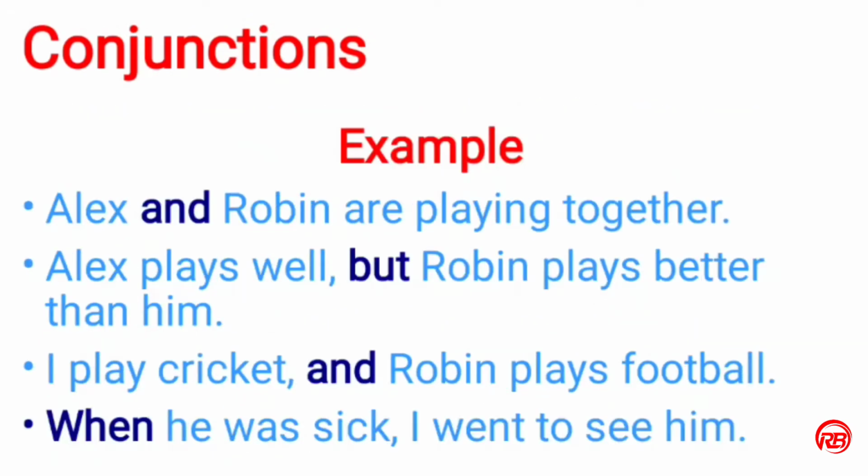For example, Alex and Robin are playing together. Alex plays well, but Robin plays better than him. I play cricket and Robin plays football. When he was sick, I went to see him. In these examples, and, but, and, when are conjunctions because these words help to link two phrases or two words to give a meaningful sentence.